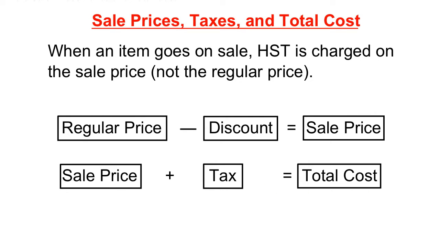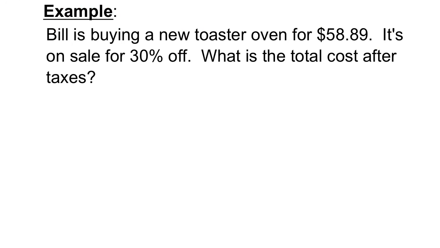So if you need help calculating a discount or calculating the sales tax, you can check out the previous lessons in this unit. So here's our example. Bill is buying a new toaster oven for $58.89. It's on sale for 30% off. What is the total cost after taxes?